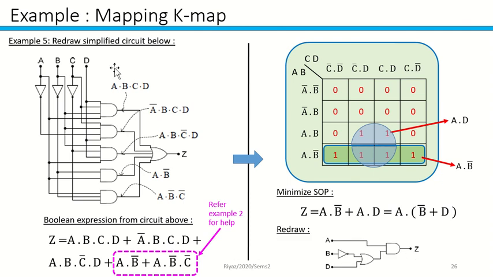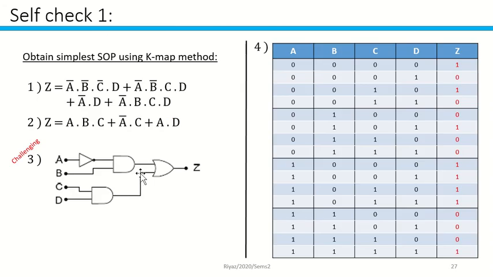And you need to redraw the simplified circuit. So instead of having such a very big circuit, you can simplify it using just 3 gates, and you get the same output. So self-check 1: you can obtain the SOP using the K-map method. So number 1, number 2. Number 3 is a little challenging because of the circuit, you can have a look. And number 4 is the truth table. Please use the previous examples I have gone through.